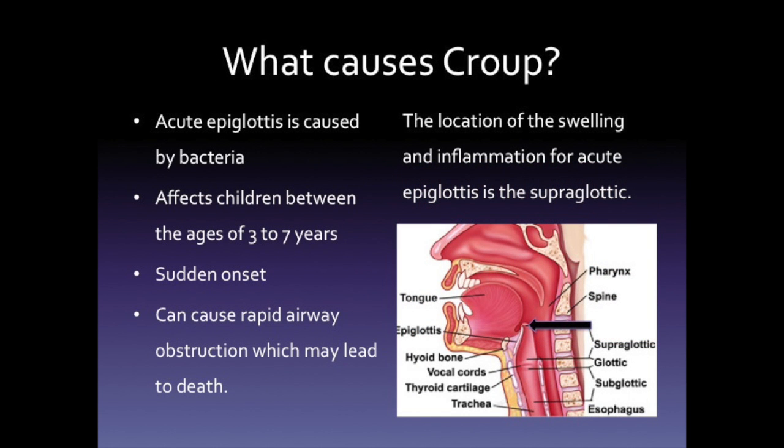Acute epiglottitis is caused by a bacteria, affects children between the ages of 3 and 7, has a sudden onset, can cause rapid airway obstruction which can lead to death. The location of the swelling and the inflammation for acute epiglottitis is the supraglottis.